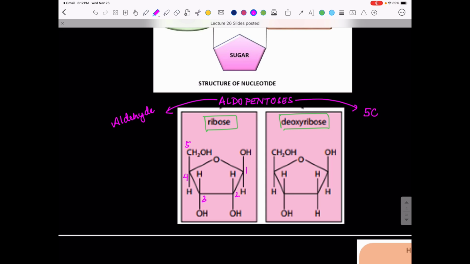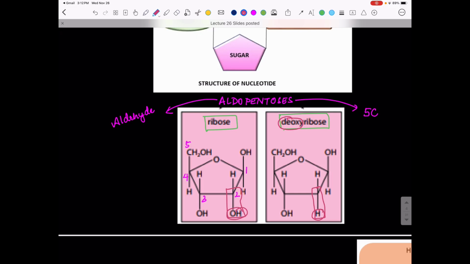The name also tells us what is the difference between the ribose and the deoxyribose. Deoxy meaning without the oxygen or the OH group. And specifically, if you look at carbon number 2 in ribose versus carbon number 2 in case of deoxyribose, the OH is replaced with hydrogen, which is why it is called a deoxyribose sugar.